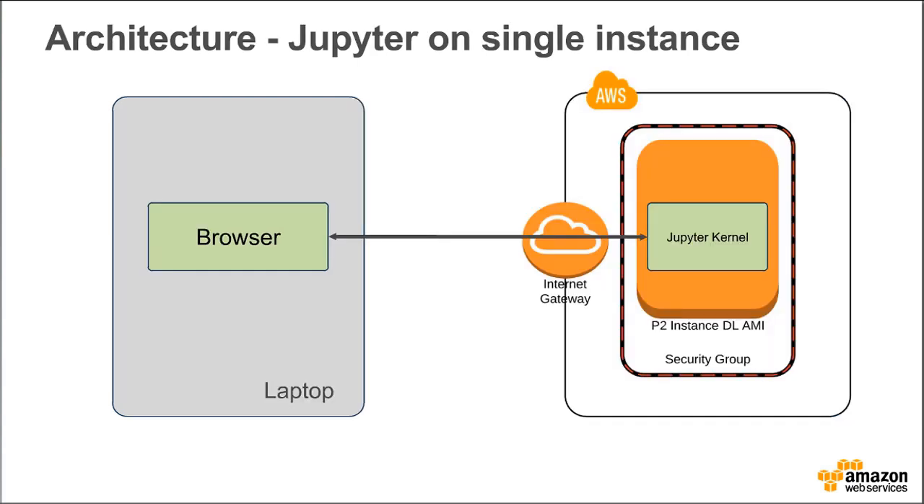I want to talk about this architecture first before showing you the demo, because it's very important to understand how it works. So this is an architecture diagram of a Jupyter application running on AWS, and you using the browser on a laptop to access it. The key difference between the previous diagram and this diagram is the AWS instance on the right-hand side. The left side represents your laptop, and the right side is AWS. I have shown one P2 instance running the deep learning AMI and running a Jupyter kernel.